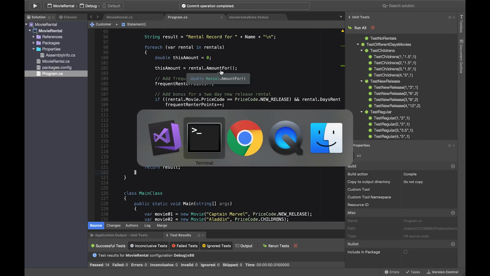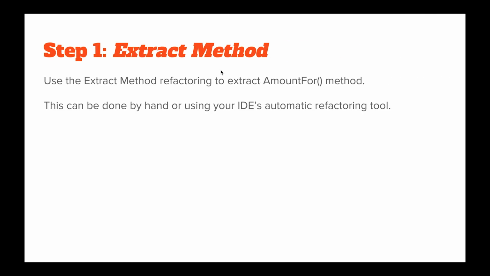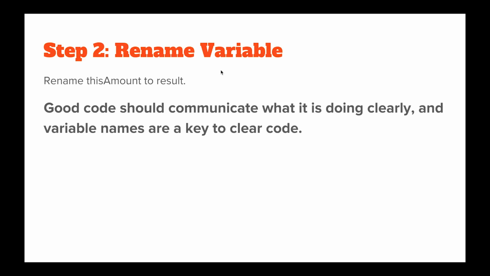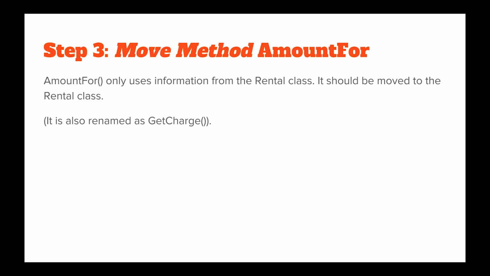So if we look at it, the first step was extract the method. The next step we did was rename the variable from thisAmount to result, because we need to communicate clearly what it is doing. Variable names are key to clear code. Our third step was to move our method amountFor. It only uses information from the rental class, so it should be moved to the rental class.